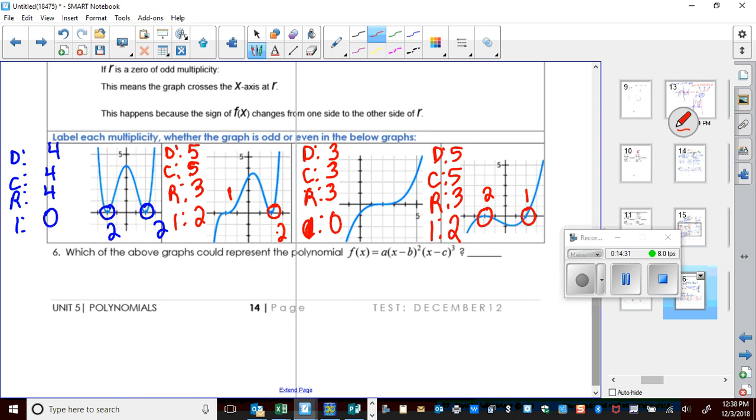So which of the above graphs could represent the polynomial f of x: a times x minus b squared times the quantity of a x minus c cubed? And that's going to be this second one. It's B. And I just want to go back through B really quickly because I made a mistake. So I think I was right originally.